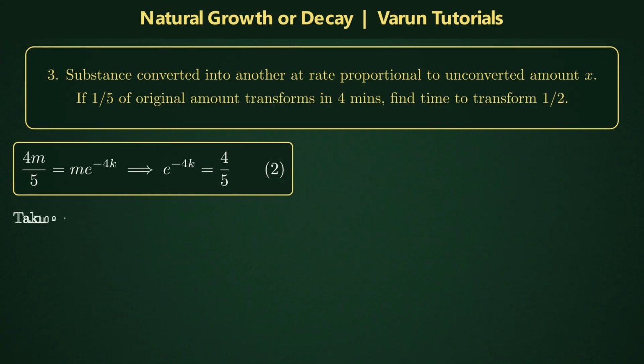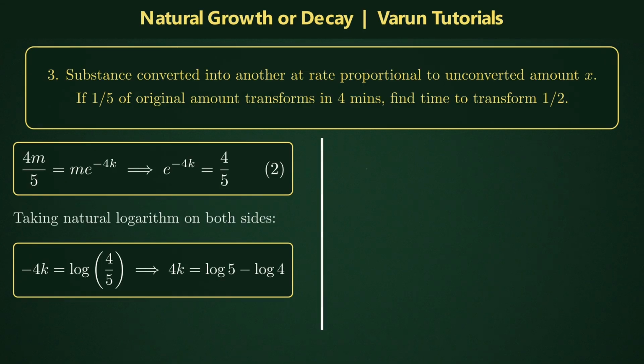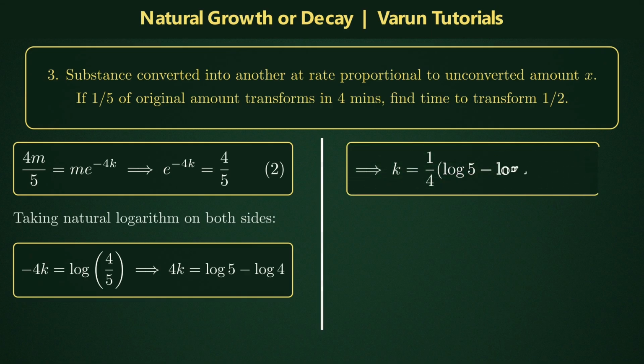Next, we take the natural logarithm of both sides. This gives minus 4k equals log of 4 over 5. Multiplying by minus 1 yields 4k equals log 5 minus log 4. Dividing by 4, we get k equals 1 over 4 times the quantity log 5 minus log 4. We label this as equation 3.